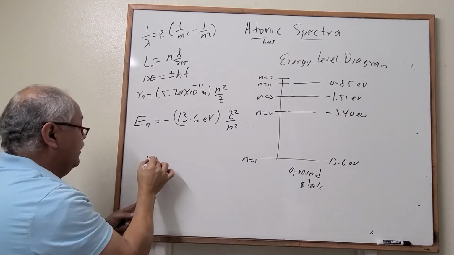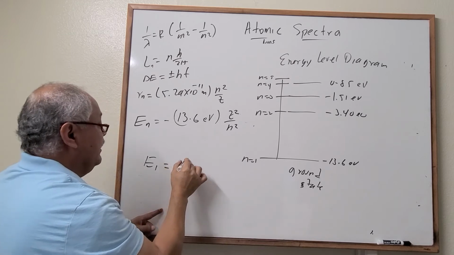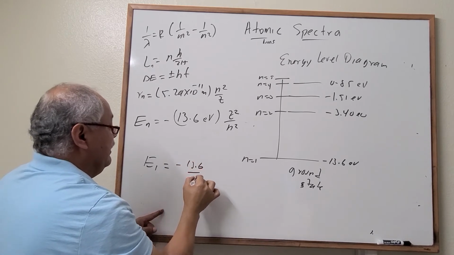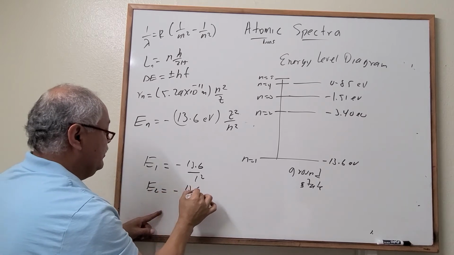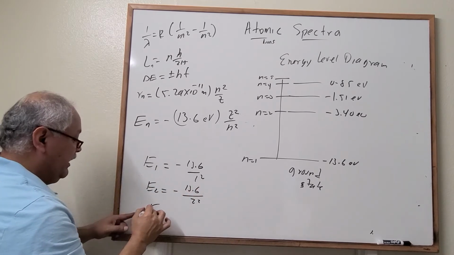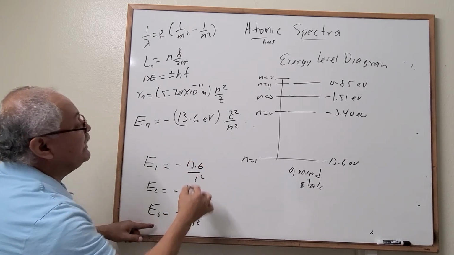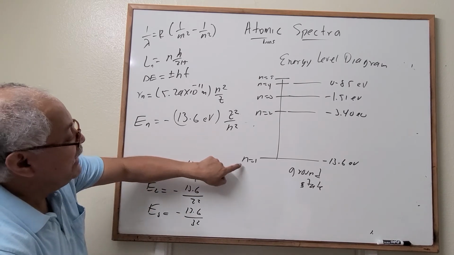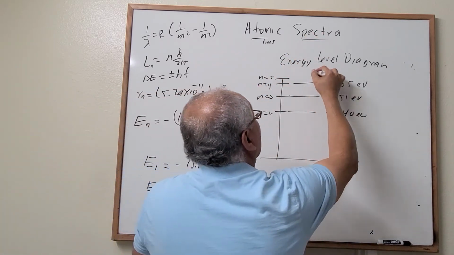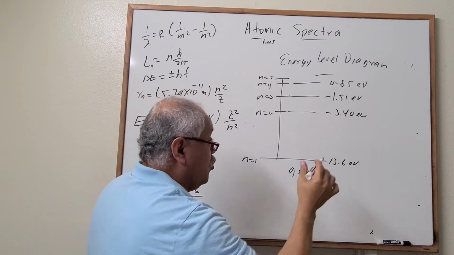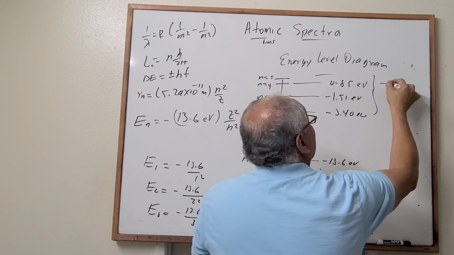This is for the first one. When we take n to be 1, it's going to be negative 13.6 divided by 1 squared. The next one is equal to negative 13.6 divided by 2 squared. The next one is equal to negative 13.6 divided by 3 squared, and so on. We're changing n in this equation. We get these values. Perfect, and we have the next one right there. These are called excited states.